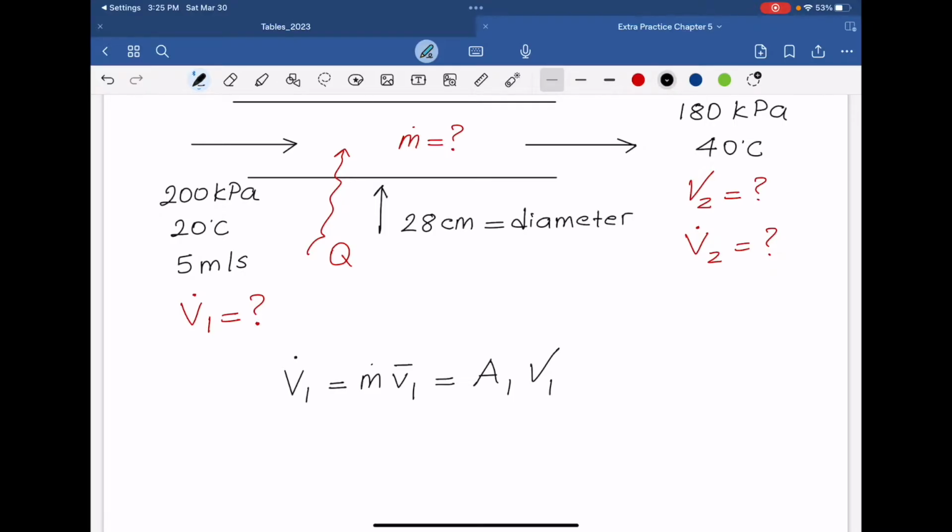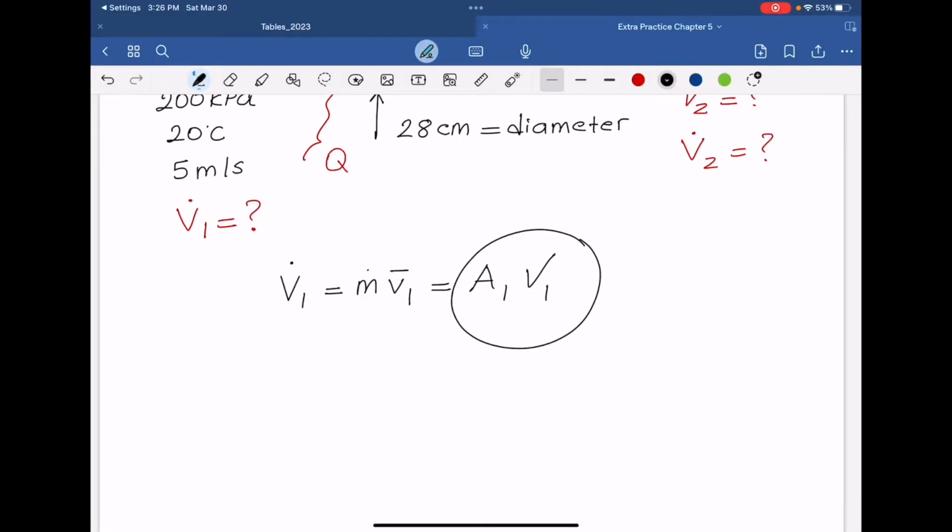And in this case, initially we don't know the mass flow rate. We can probably find the specific volume and mass flow rate later on, because specific volume is a property of your system. At the inlet, you can look at the tables and find it. But they're already giving us the diameter. So I know then I can find the area and I know the velocity. I can easily use this formula to calculate the volumetric flow rate at the inlet.